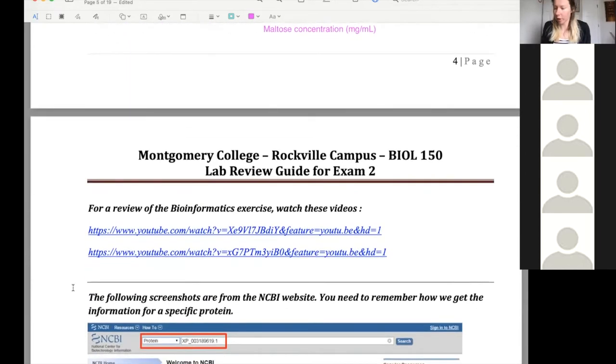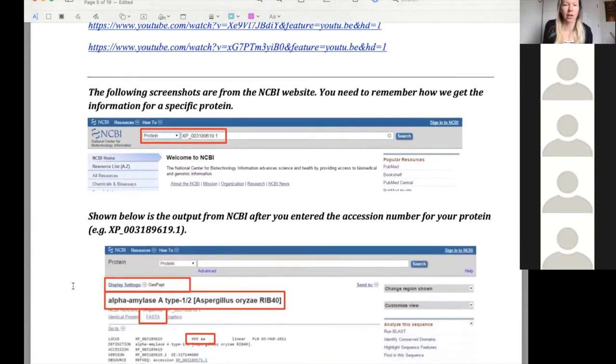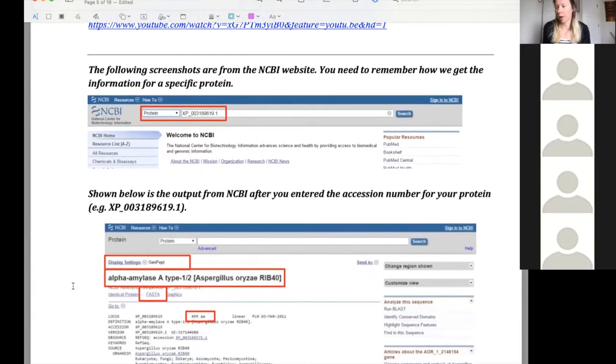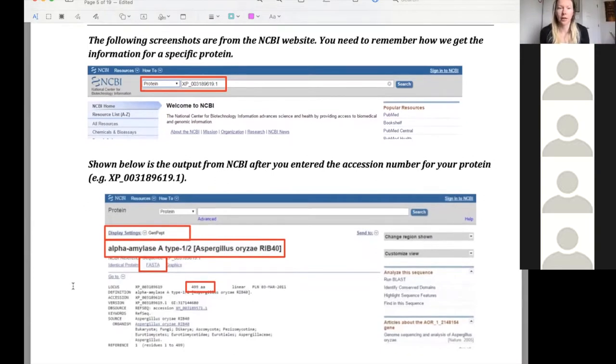So the next part of the exam review is talking about the bioinformatics exercise and using these websites to find information about proteins, about enzymes. That's the hardest part, to be honest. On the exam, if you're taking the exam in class, there will be a little station set up with laptops where you'll go to the laptop and you'll have instructions in your exam that say, go to the NCBI website. It's already bookmarked for you, so you don't need to memorize the web address.